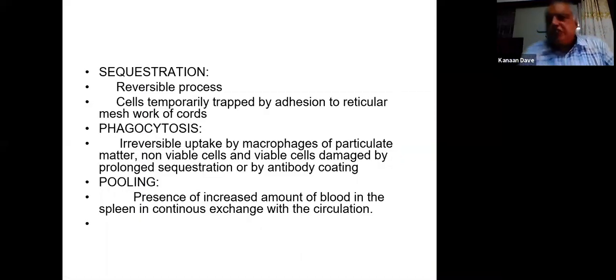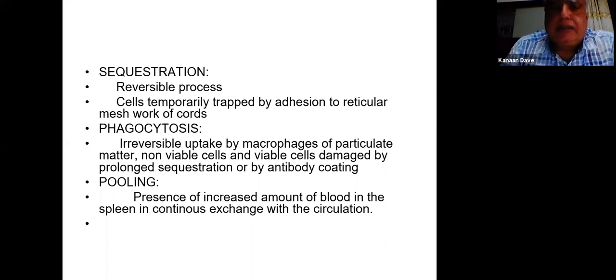So there are these functions of the spleen. First one is sequestration, which is a reversible process. What happens is that the cells get trapped in the sinusoids and they come into contact with the reticuloendothelial cells while traversing through the sinusoids. The other function is phagocytosis, which is irreversible.